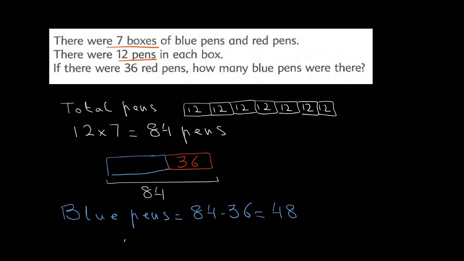And if you want to see it, you can just do long subtraction. It's 84 minus 36. You cancel the 8, you have 7. 14 minus 6 is 8. 7 minus 3 is 4, so 48. So you can see that you get 48 blue pens.